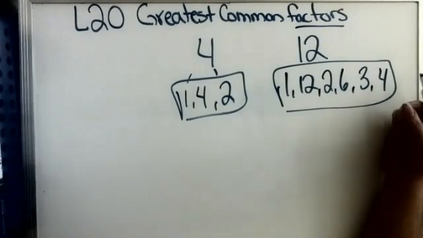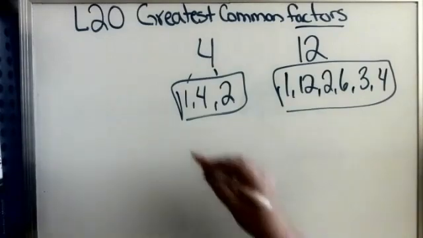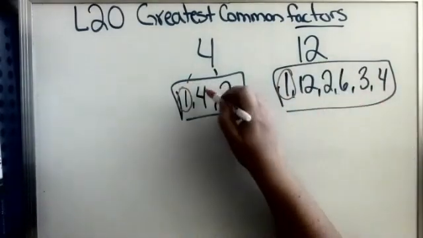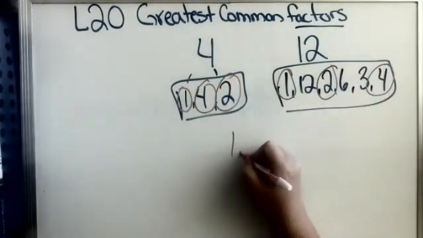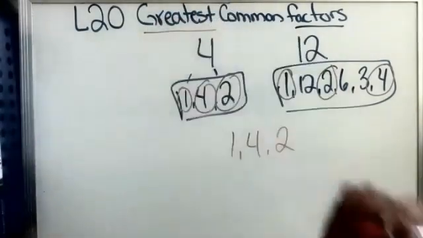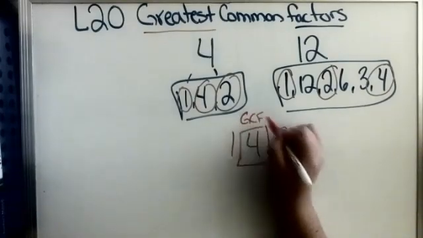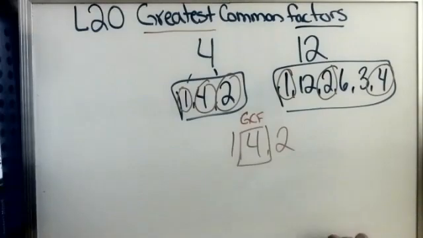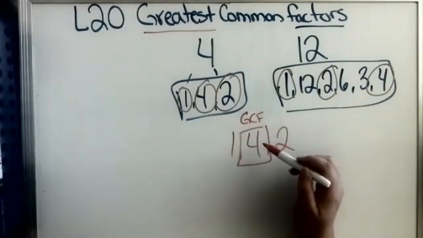Now, to find the common factors, you just go through and ask, which factors do these two have in common? Well, they have 1 in common, they have 4 in common, and they have 2 in common. So that's 1, 4, and 2. And which of these is the biggest or the greatest? Well, 4 is the biggest. That means 4 is the GCF, or greatest common factor, of 4 and 12. That's all it is: you do your factors, then you list out your common factors and find your greatest common factor, or your biggest common factor.